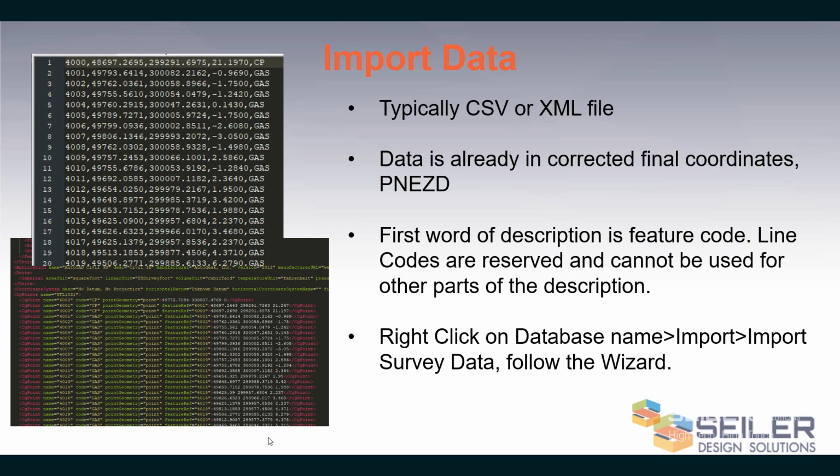Or you can bring in an XML file. I know some data collectors, you need to transform from a certain format to XML, and you can read that XML file in. It'll also read that in the same fashion. Okay. You're going to right-click on the database name, import, and then import survey data, and then just follow the wizard along. And whether it's a text file or XML, it'll come in properly.